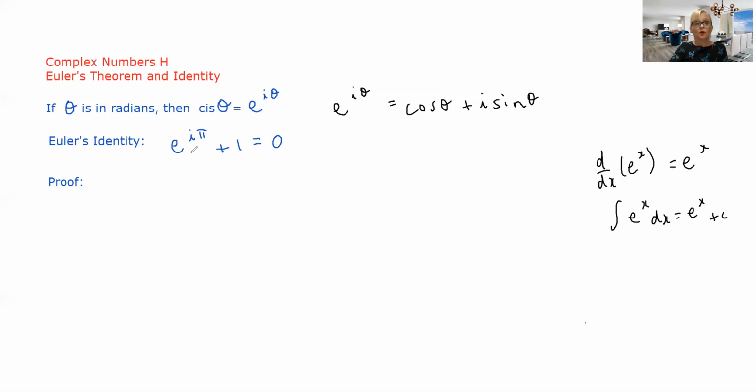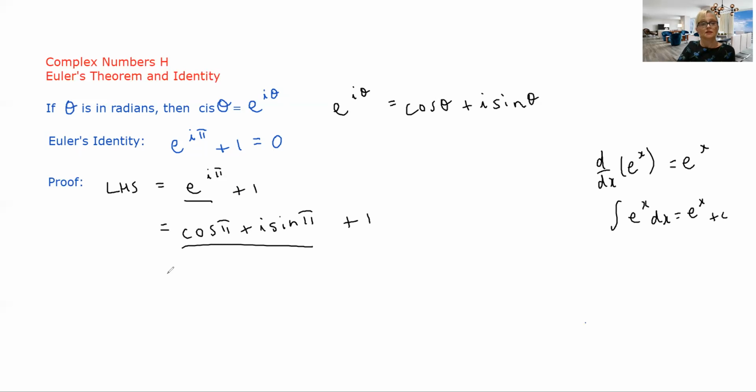Let's just prove Euler's identity. We're proving that e to the i pi plus 1 is 0. Well, let's have a look at our left-hand side. So our left-hand side is e to the i pi plus 1. Well, according to Euler's rule, e to the i pi will be cos of pi plus i sine of pi. So that's the e to the i pi part, and then plus our 1.